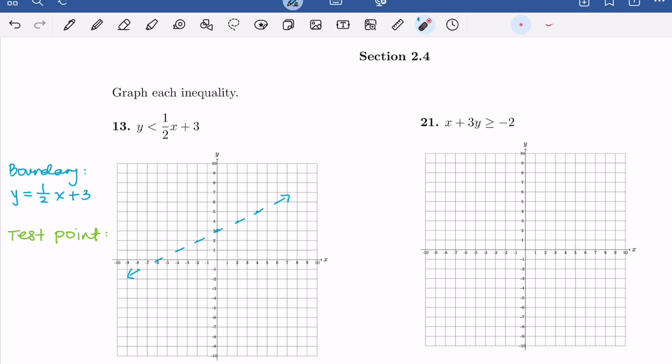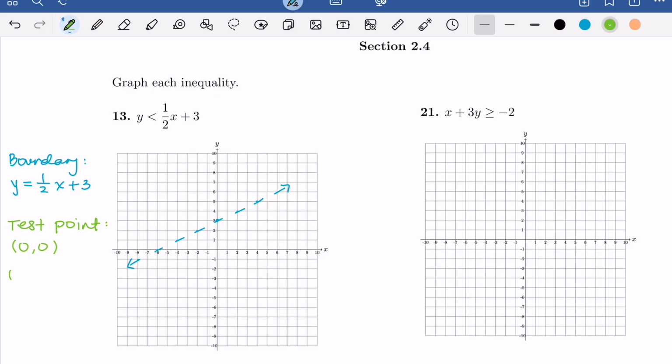So for this example, let's pick the origin. That's a super easy test point. We're going to let x and y be equal to 0, so we're going to plug in 0 for y and for x. Doing so, we're going to end up with 0 is less than 3, which is a true statement. Now, since that's a true statement, that means this point satisfies, and that means everything in this region is going to satisfy this inequality. You can pick any point, even this one, plug it in, and we're going to get a true statement.